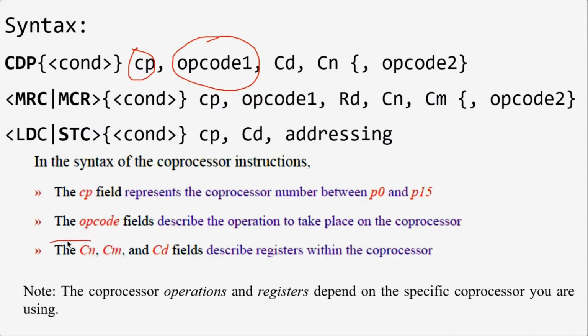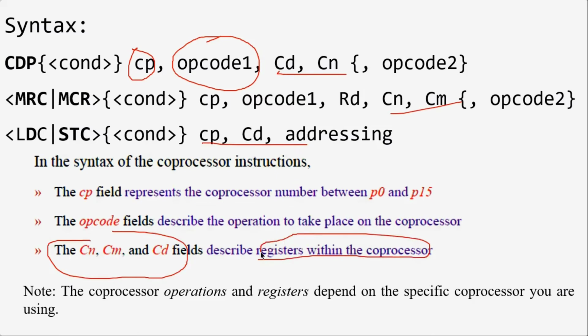Then CN, CM, CD. These are the registers of the coprocessor. So how can a processor and coprocessor communicate? How can they send data from one place to another, from processor to coprocessor or coprocessor to processor? Through registers, no other way. We already know ARM has registers R0 to R15. Similarly, the coprocessor will have its own registers, which we represent using CN, CM, CD.